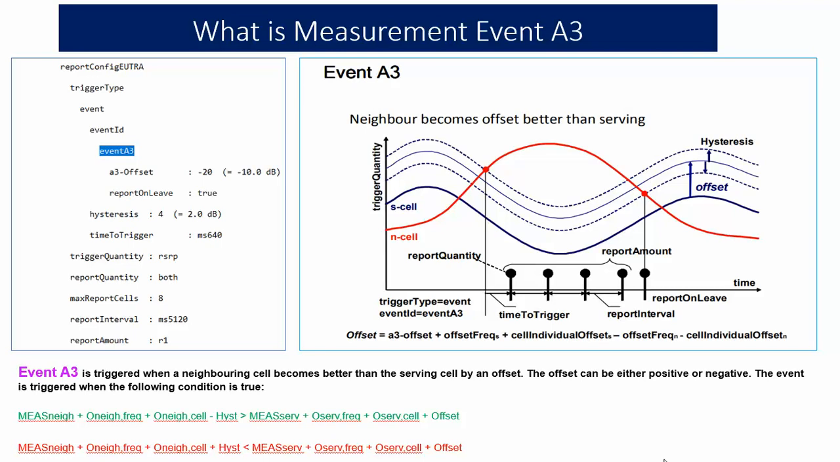So I want to discuss the A3 event: when it will trigger, when it will cancel, and what the criteria are. So we can discuss the A3 event configuration.